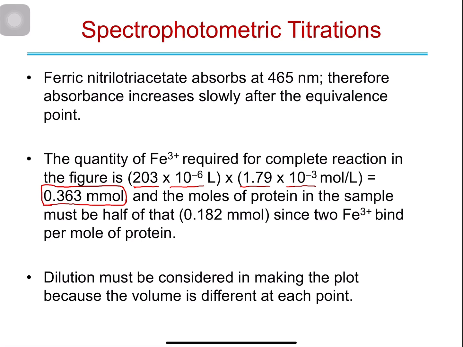So 0.363 millimole of ferric was enough to react with the whole quantity of apotransferrin. But remember that we said that one apotransferrin will react with two ferric. That means the quantity of apotransferrin will be half the quantity of ferric. That means the quantity of apotransferrin in that solution was half that value, so it's 0.182 millimole. Again, don't forget that we need to account for the dilution when we do our plotting.